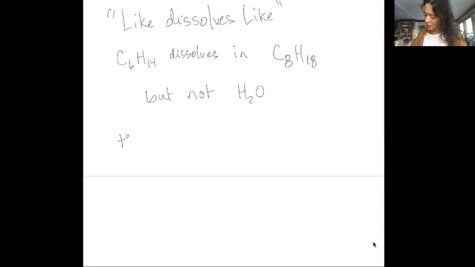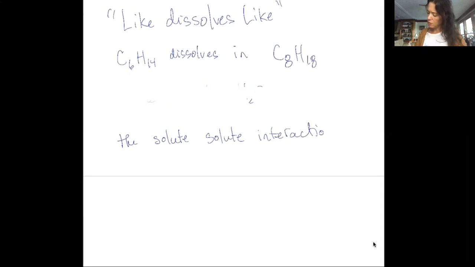You say the solute interactions. Oh man, this isn't working. Let's just look at it. Let's get rid of this part. Okay. The solute solvent, I'm going to change it and I apologize.